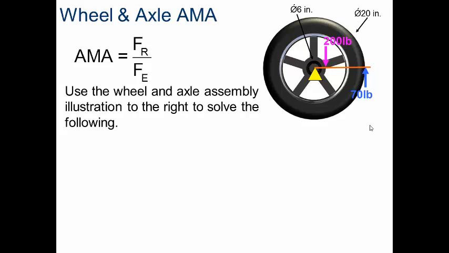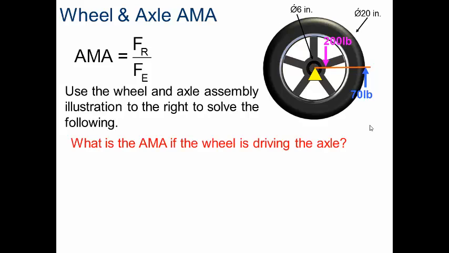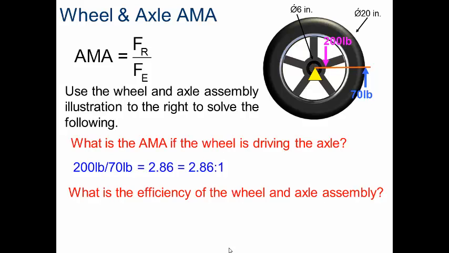If I'm finding an actual mechanical advantage, we need to know a little bit more information about what's actually going on. So take a look at that wheel and axle assembly to the right to solve the following problem. If the wheel is driving the axle, that means the 70 pounds is my effort force, and the 200 pounds is that axle setup. I could take the force of my load over the force of my effort and get a mechanical advantage of 2.86.